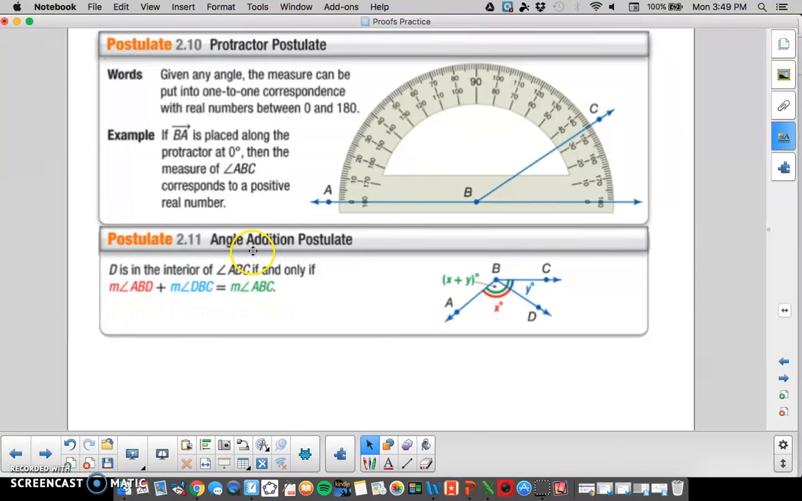And the Angle Addition Postulate is again very similar to the Segment Addition Postulate. We have the 2 pieces, angle ABD, this red piece, plus angle CBD, or DBC, equal to the whole thing, ABC. Notice we labeled this angle X, this angle Y. This would be angle X plus Y. It's the part plus the part equals the whole.